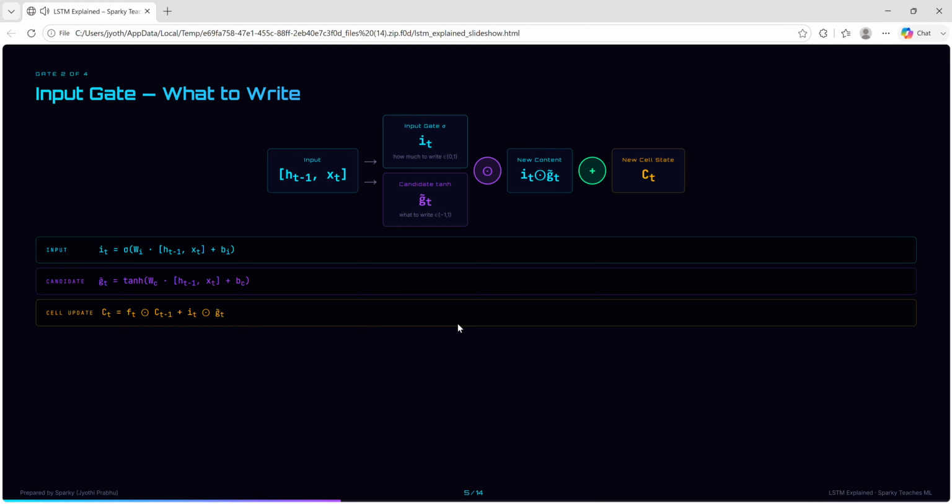These two are multiplied element-wise, I subscript T times G tilde subscript T, to produce the filtered new content. This filtered content is then added to the already forgotten cell state to produce the new cell state C subscript T. The full update equation is, C subscript T equals F subscript T element-wise C subscript T-1, plus I subscript T element-wise G tilde subscript T.